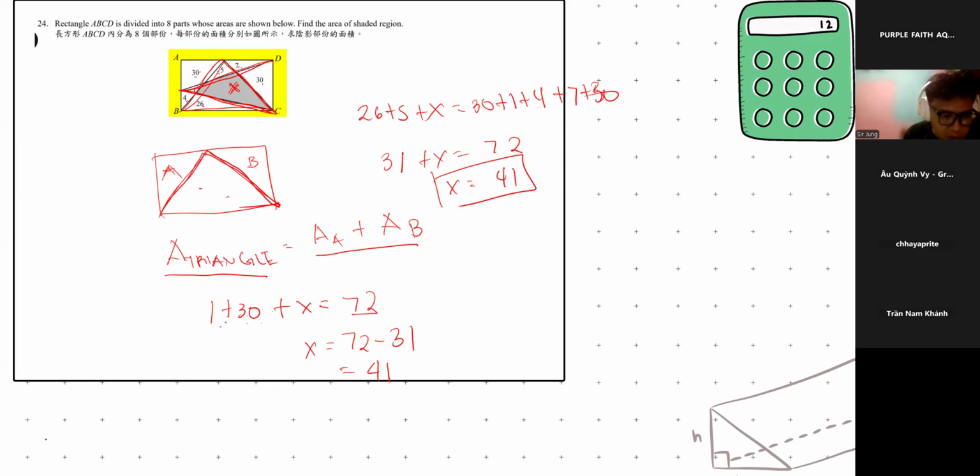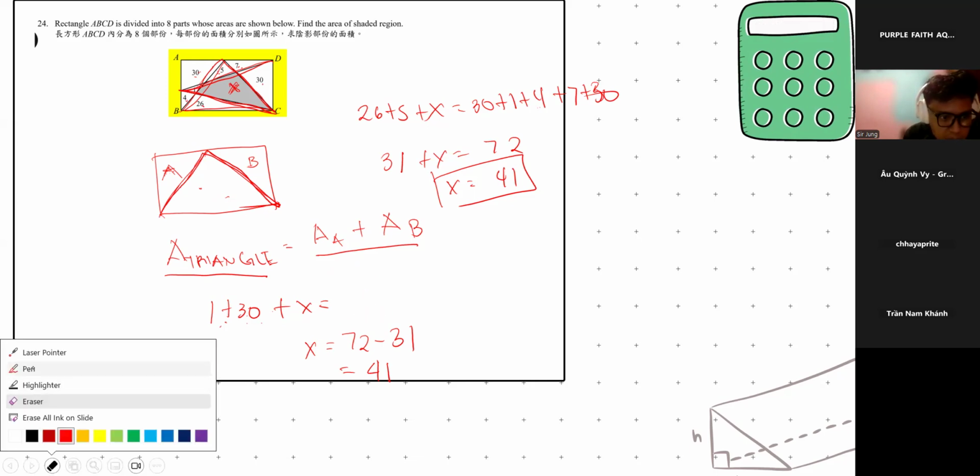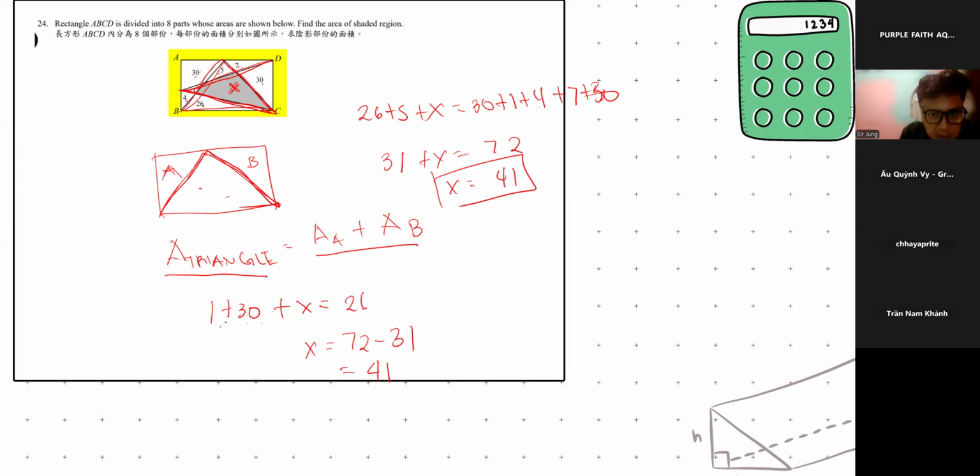Okay? So I will just rewrite this. 26 plus 4 plus 30 plus 5 plus 7. So this is the area outside of this triangle here. We have 4, 26, 30, 5, 7. So that should be equal to 72. 30 plus 1, that's 31. 72 minus 31, 41. To cross-check it, since there are two triangles, right, we can also do it this way.